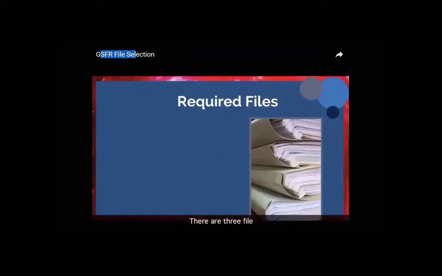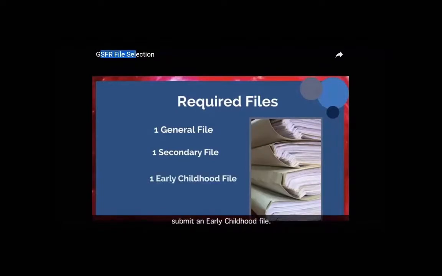There are 3 file types required as part of your file review. First, you will submit a general file. This is often a student in elementary or middle school who falls under any of the 15 disability categories. Second, you will submit 1 secondary file. This file must include an IEP with the required components of a transition plan and documentation of the student's participation within that process. Lastly, you will submit an early childhood file. This file must demonstrate the team's consideration and review of all 3 early childhood outcome areas.